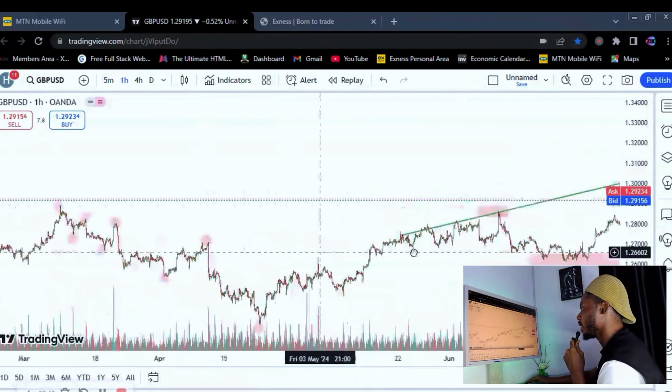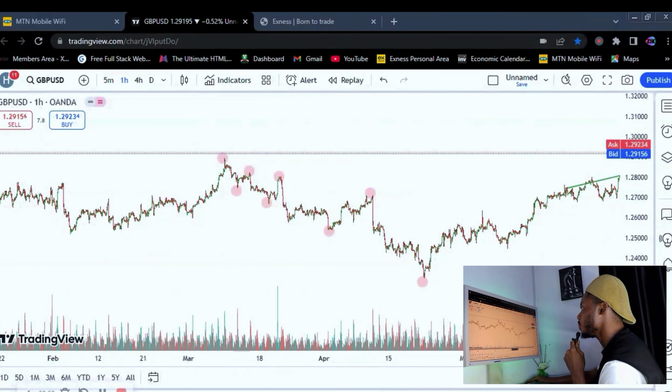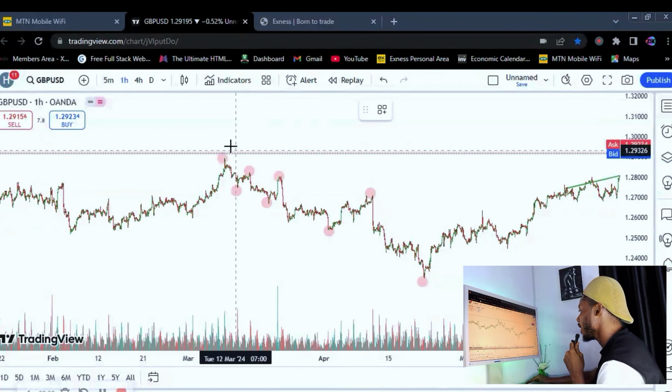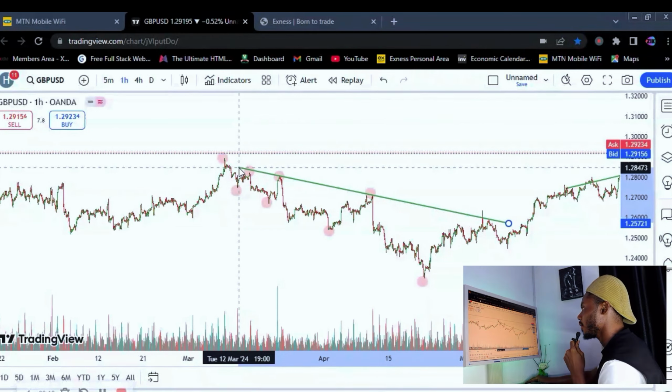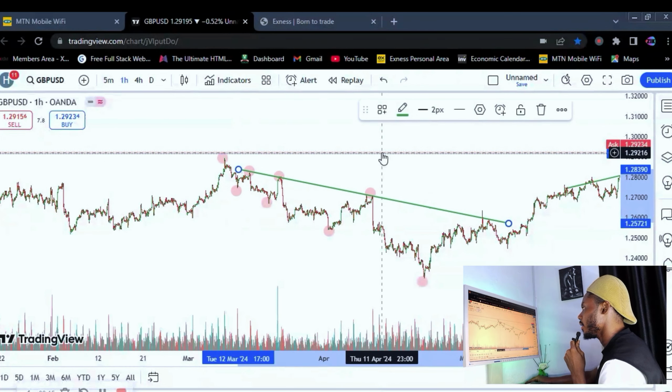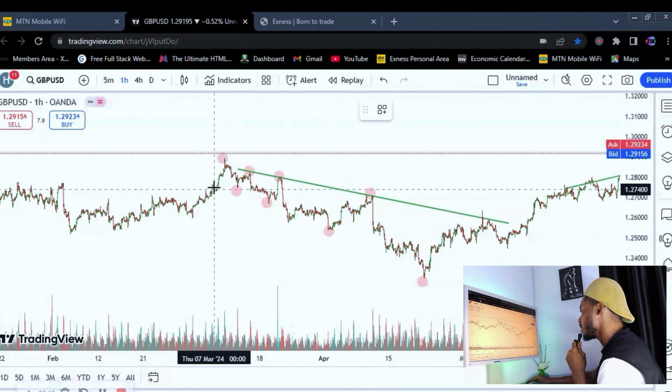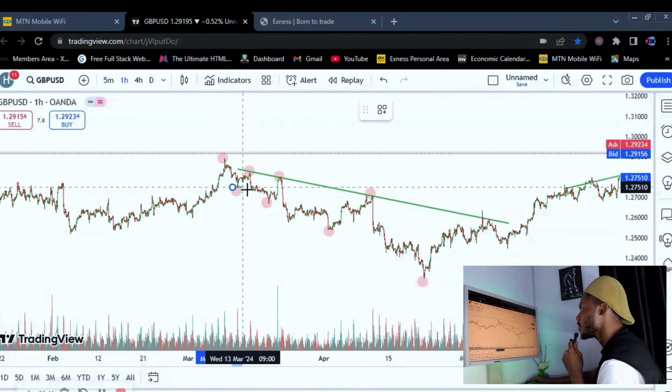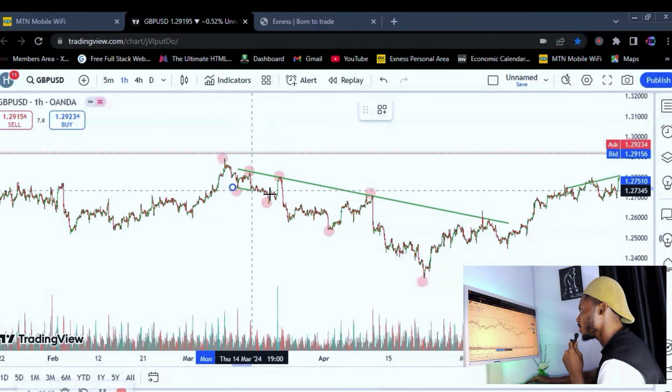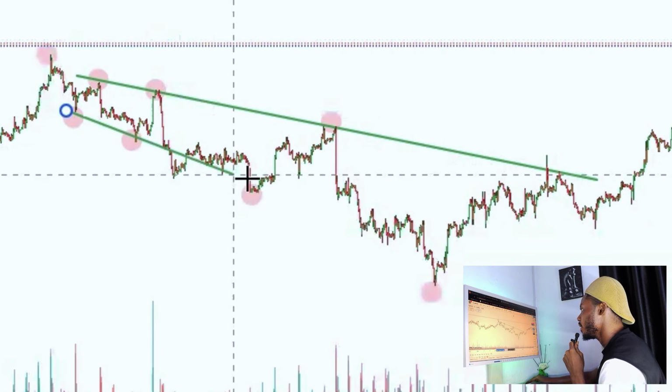So let's quickly do the same thing on this bearish movement here. To get your resistance here, you connect your lower highs together. So here we have our lower high. Okay, here we have the lower highs connected with each other. Now to get the support trend line here, you need to connect the lower lows. So this is the first lower low, this is another lower low, this is another lower low.